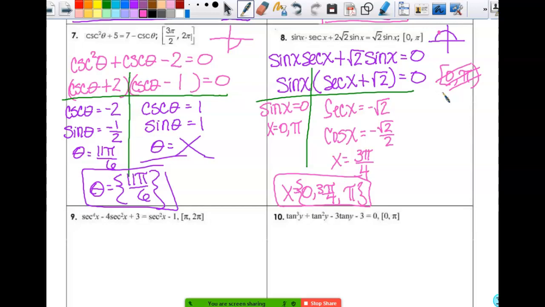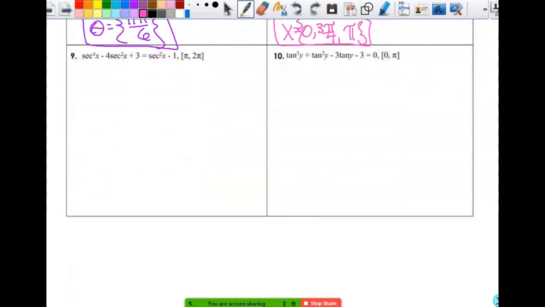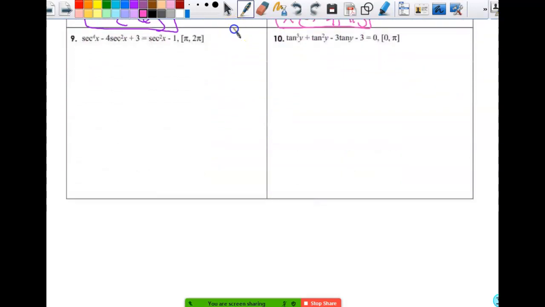Alrighty. Number 9. I'm going from pi to 2 pi. And I'm going to move everything to the left. So I get secant to the 4th x minus 5 secant squared x plus 4 equals 0.